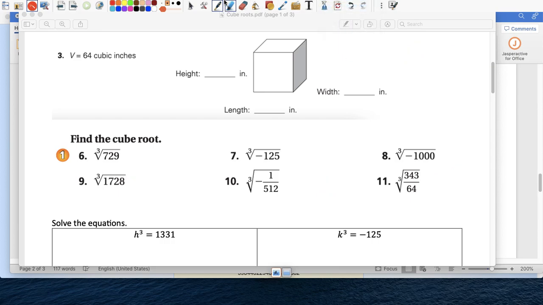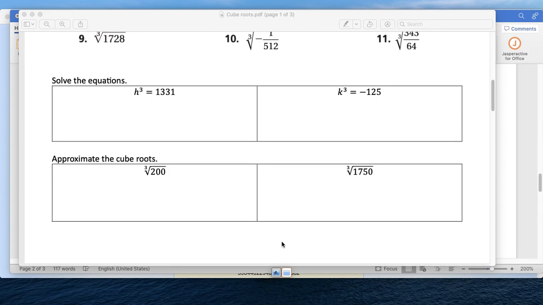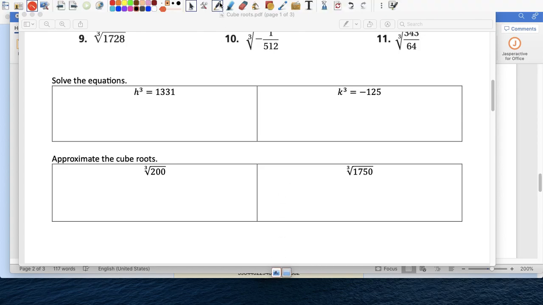Okay. So very similar to square roots. Not much of a difference. Now, solving the equations. When you solve the equation, you have to go through a process, because we want h by itself, and we don't want the h with exponent of 3.